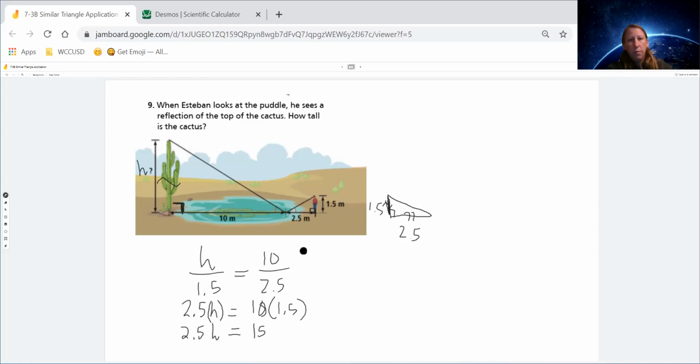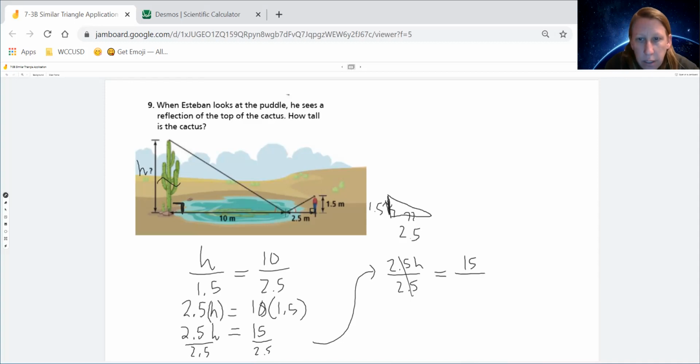And then to finish this problem, I divide both sides by 2.5. Again, I could have just multiplied both sides by 1.5 if I was really thinking, but I don't tend to think as much when I do these. I tend to just do it by using a calculator and just kind of plug and chug. So I need to know what 15 divided by 2.5 is, and that's going to tell me the height of the cactus.